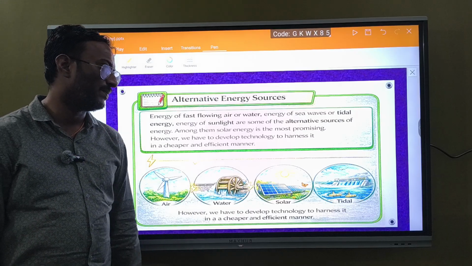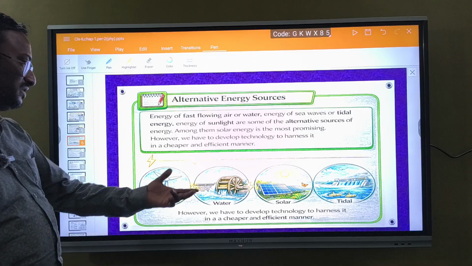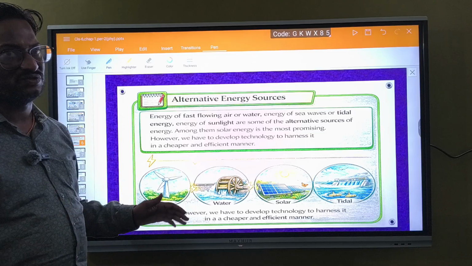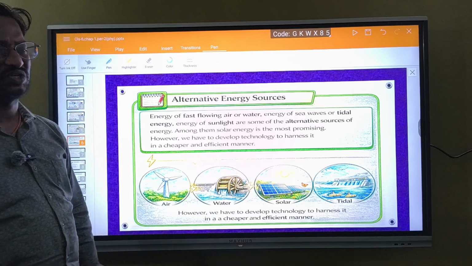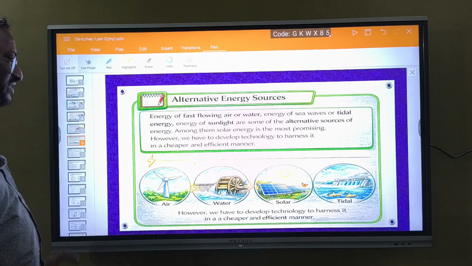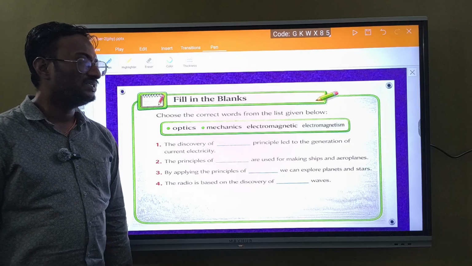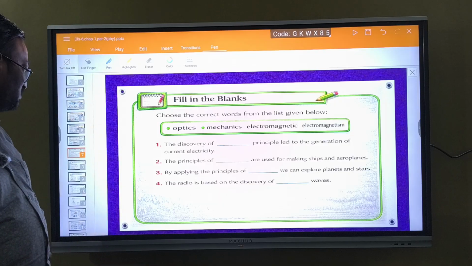Nowadays we are going to get solar panels. So with all these things we can produce what is known as energy, and the cheapest one is solar, and the most available one is also solar. So this is the concept, children.